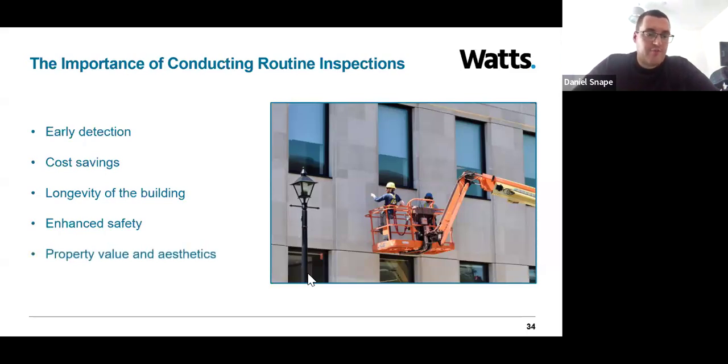As a final point, I guess, property value and aesthetics is something that's obviously important to all of you. So conducting routine inspections can help identify defects very early. Defects look bad. They can affect the value of a property. They can make it look poor, which could put off potential buyers. It might result in tenants feeling that their building isn't being maintained very well and therefore moving out. So all of these reasons are really some of the key summary points of why conducting routine inspections is so important.